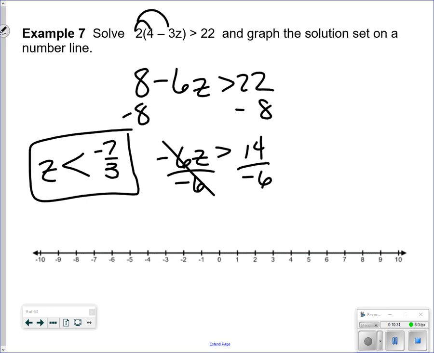So I'm going to put an open dot. I'm going to write in negative 7/3 right here. I'm going to put it open. The z, or the variable, is less than or smaller than negative 7/3. So I'm going to shade to the left. Sorry about my board there. There's supposed to be a negative 7/3. I'm going to try this again. Negative 7/3.